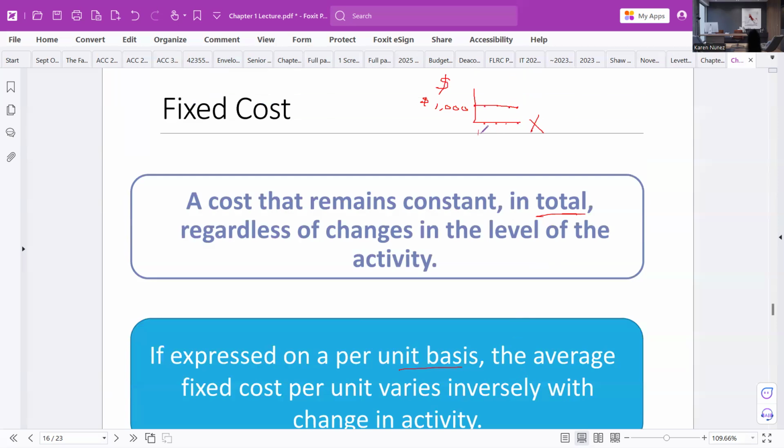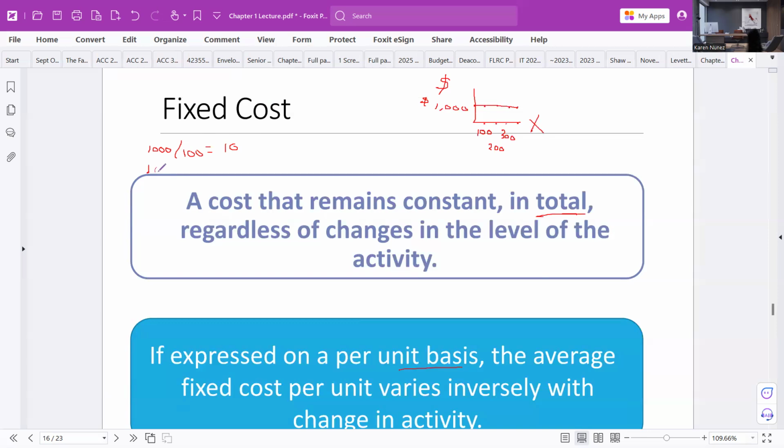So imagine that this is 100 units, and then next you have 200 units, right? And then imagine that next you have 300 units, right? Every time the activity changes, that fixed cost on average or on a per unit basis is going to change, right? So if you had $1,000, and you want to express a cost on average, then you're just dividing by the volume, right? So if you have 100 units, then that fixed cost on average is $10 a unit.